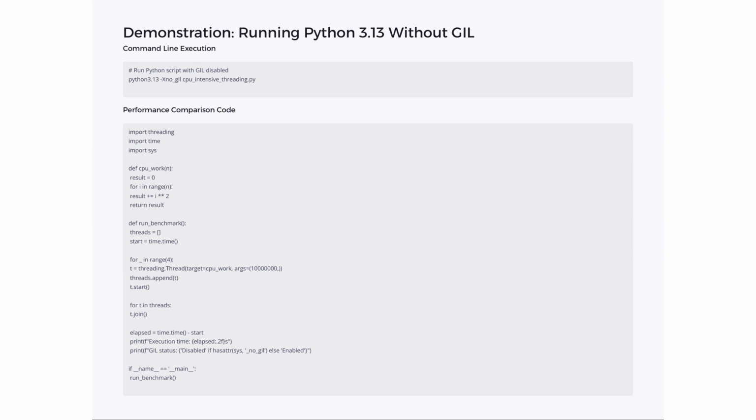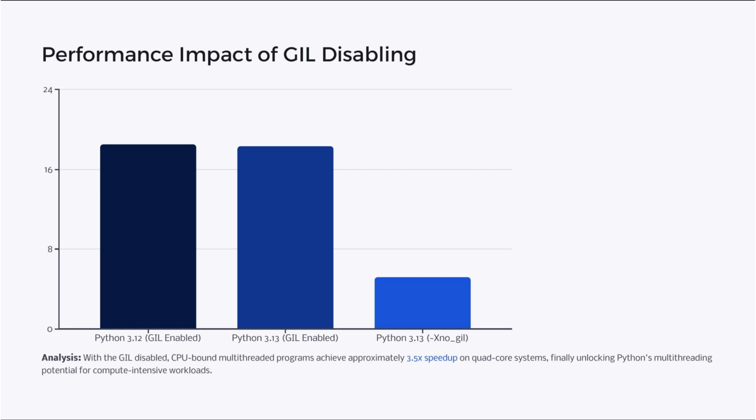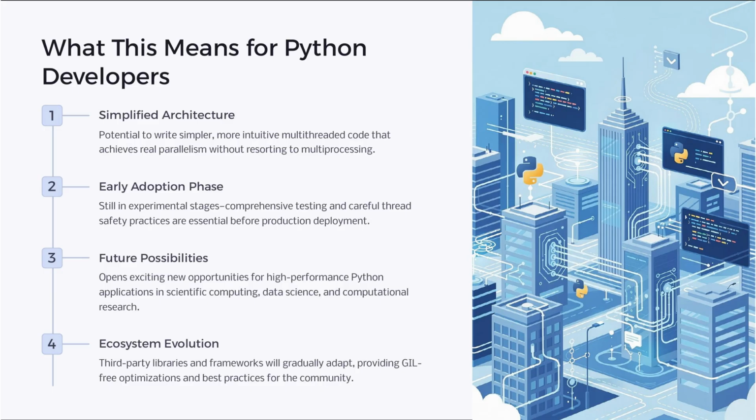Disabling the global interpreter lock in Python 3.13 results in a significant performance boost for CPU-bound multi-threaded programs, achieving around 3.5 times speedup on quad-core systems. This enhancement unlocks Python's true multithreading potential, making it a powerful tool for compute-intensive tasks. Python developers can now write simpler multi-threaded code, achieving real parallelism without multiprocessing.